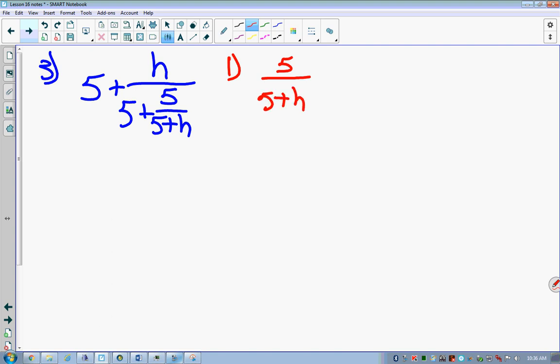All right. So what is this? What's my step here? What am I actually going to do? It's 5 divided by 5 plus h. Actually, no, that's pretty well simplified. We're not getting like 5 over 1 divided by 5 plus h over 1. That would give me the same thing.